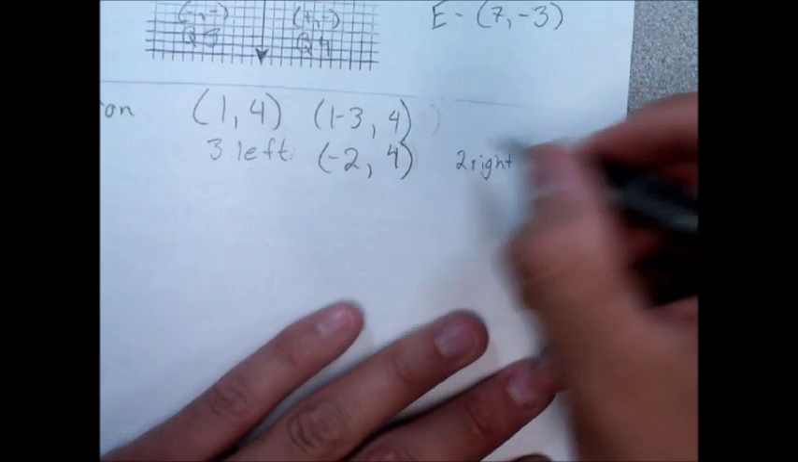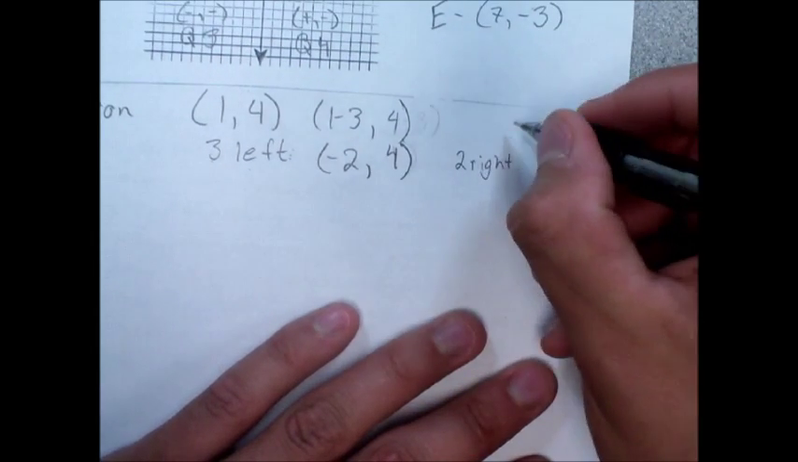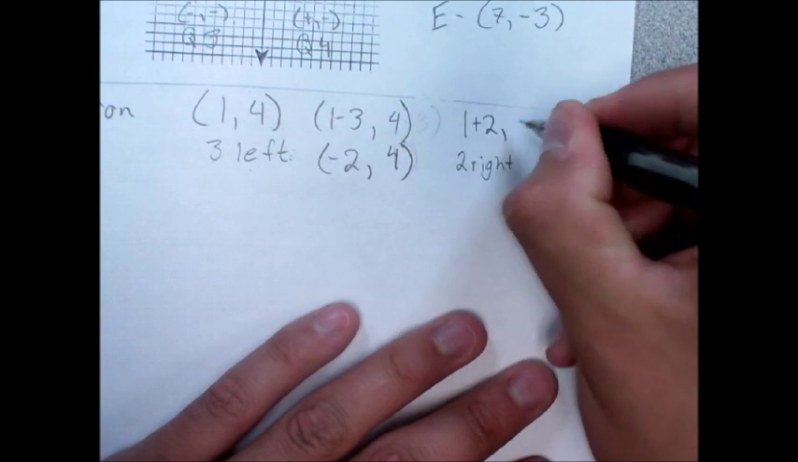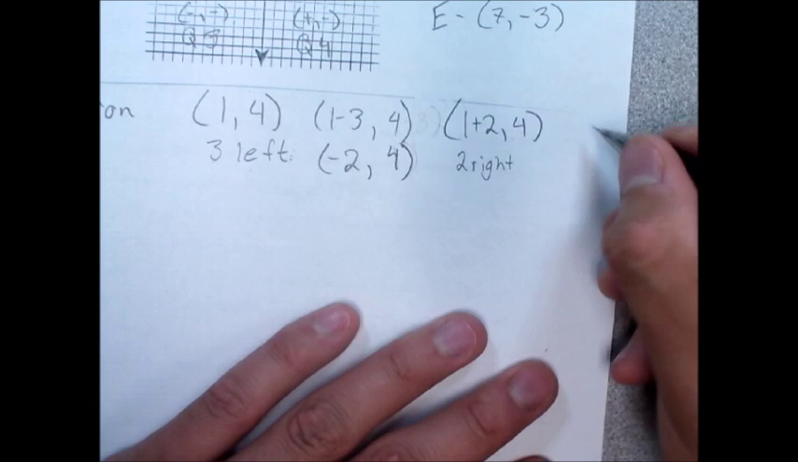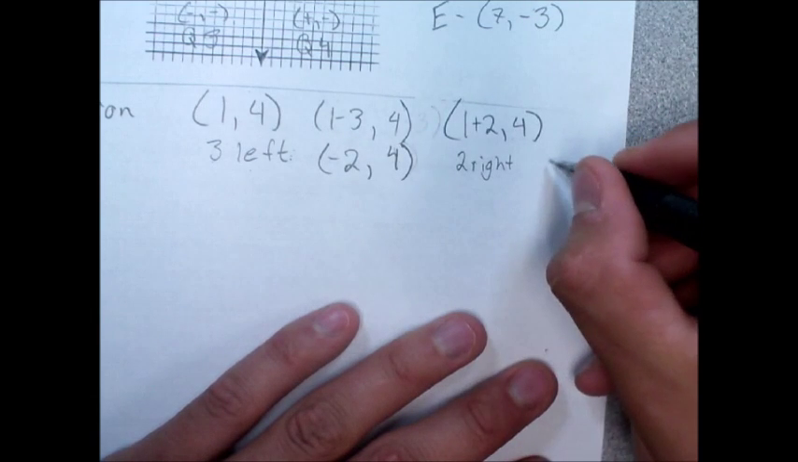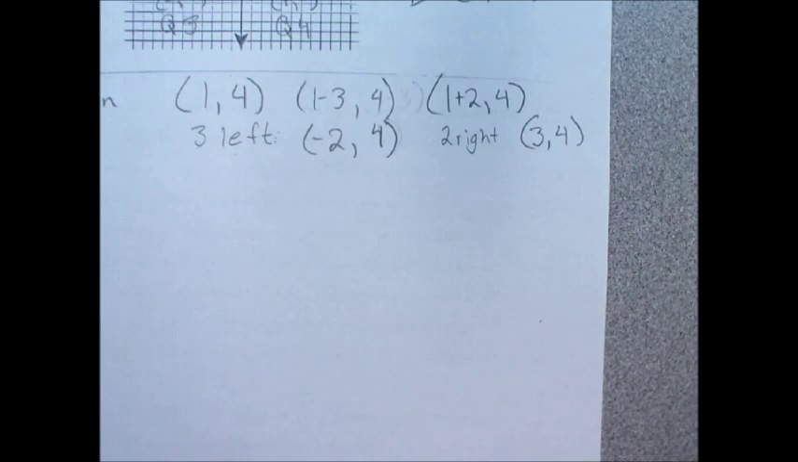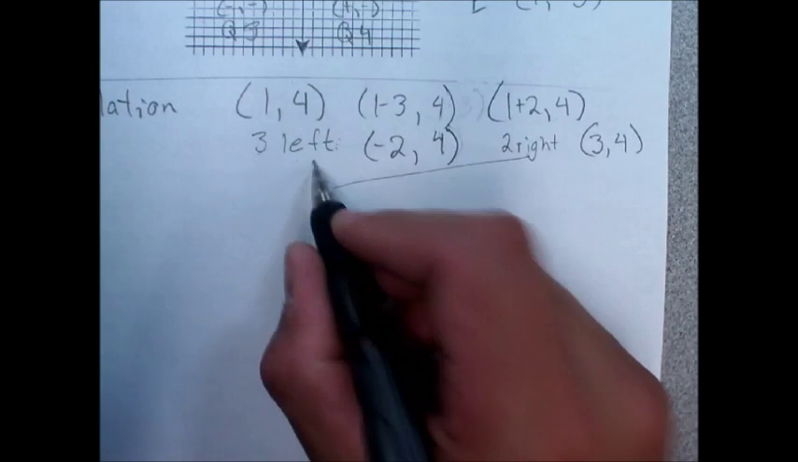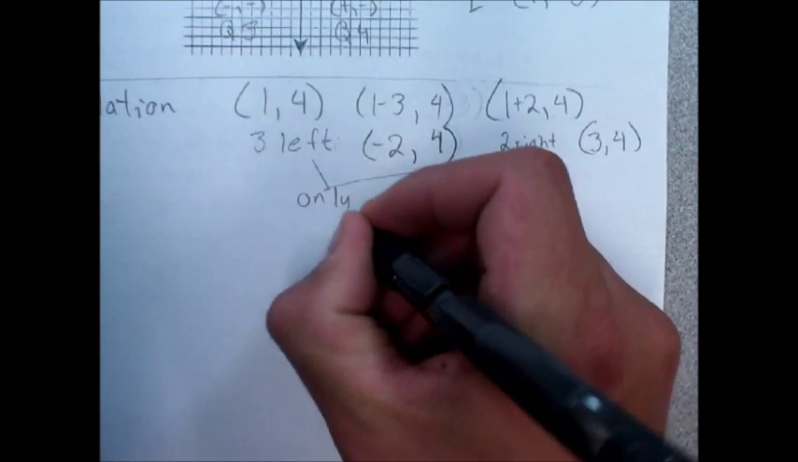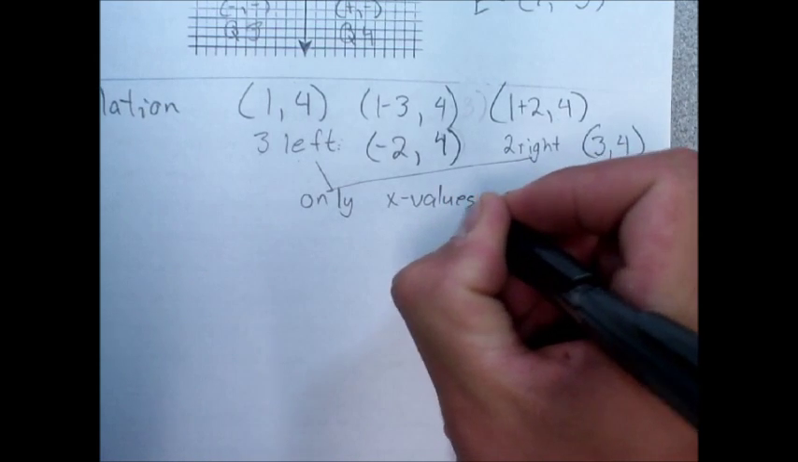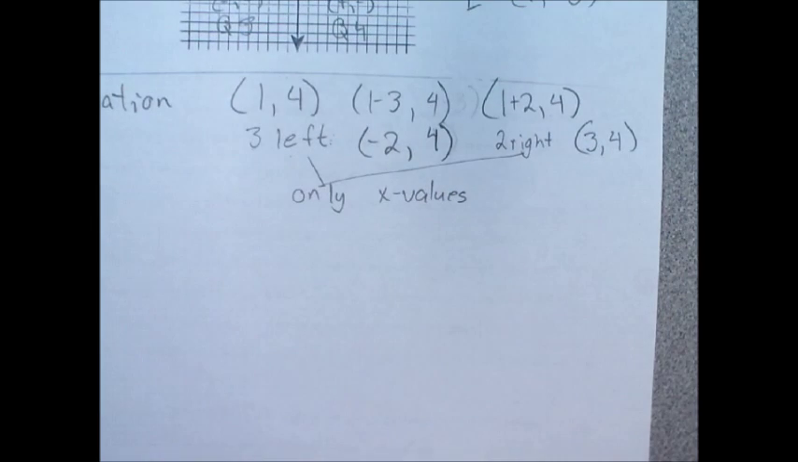So if I go 2 right, I'm just adding to it. So 2 right will look like 1 plus 2 comma whatever 4. Okay, and then your final answer will be 3 comma 4. Okay, so left and right are fairly obvious. You just subtract and add to your x. So left and right only deals with x. Only deal with x values.